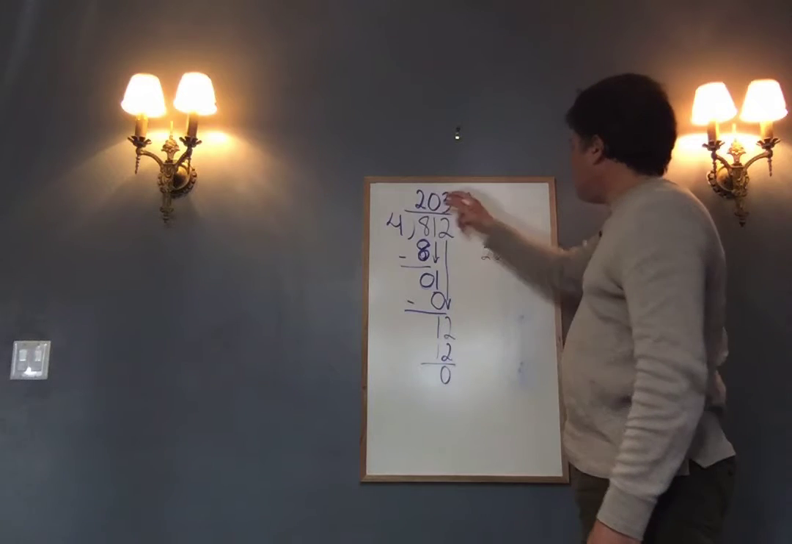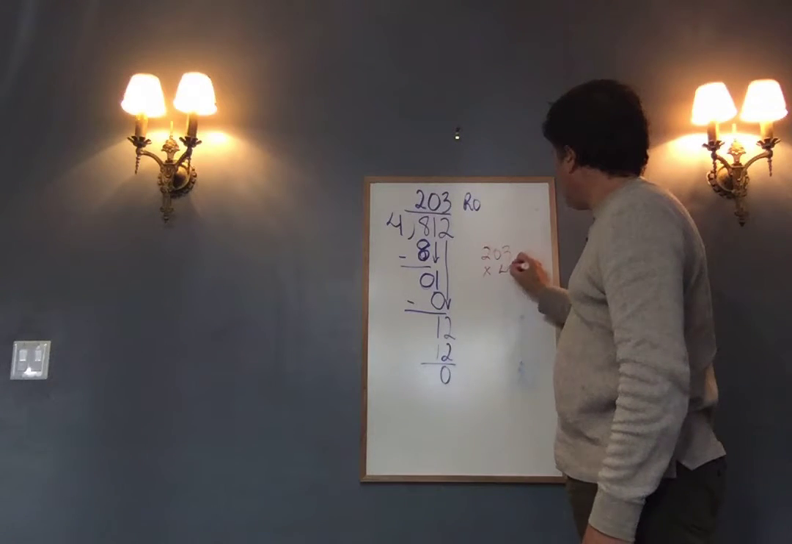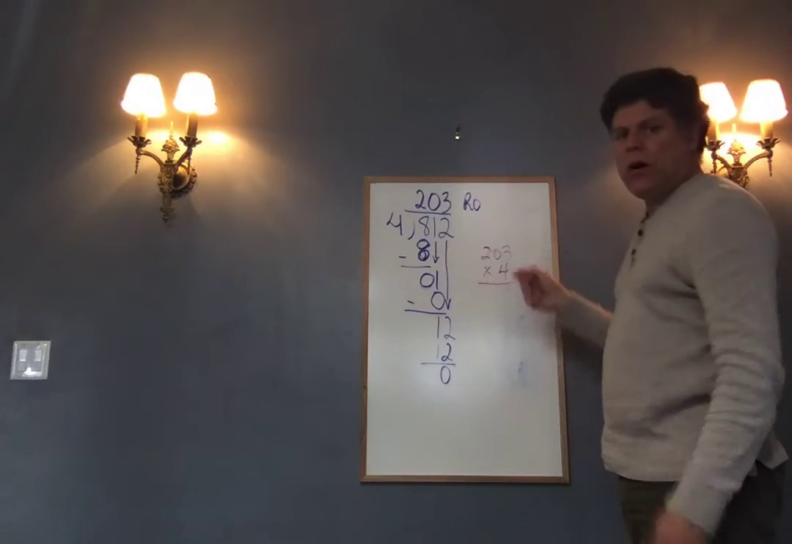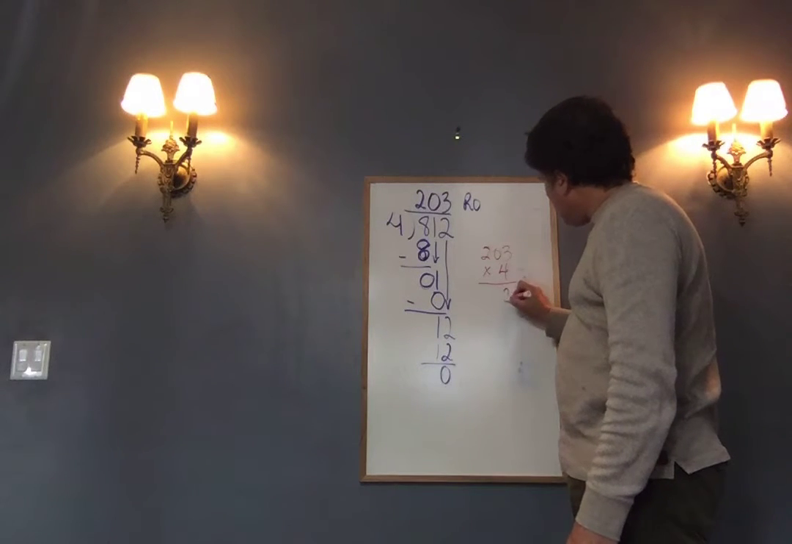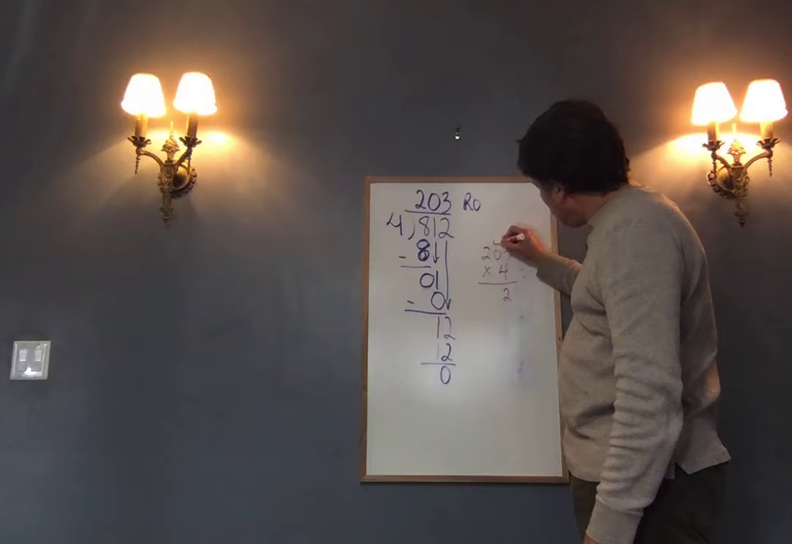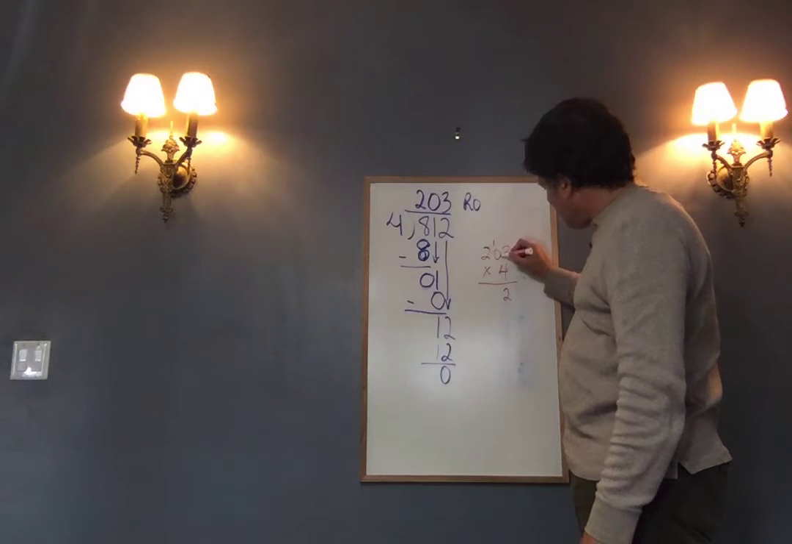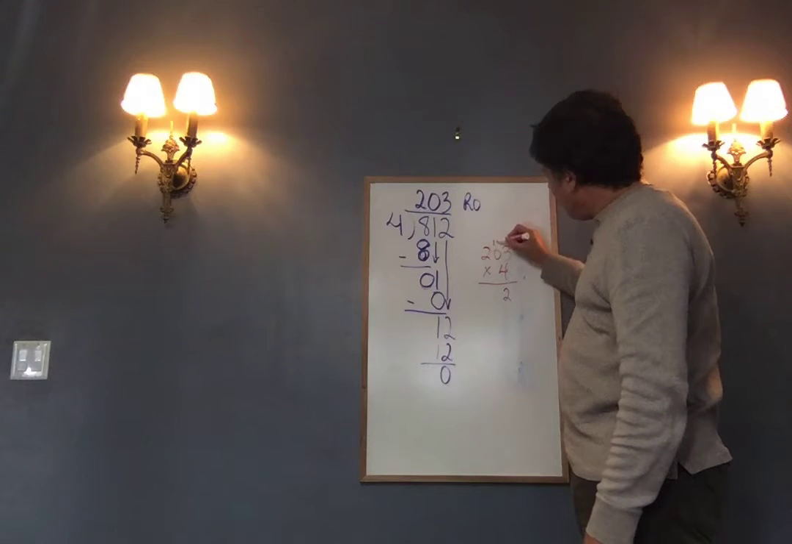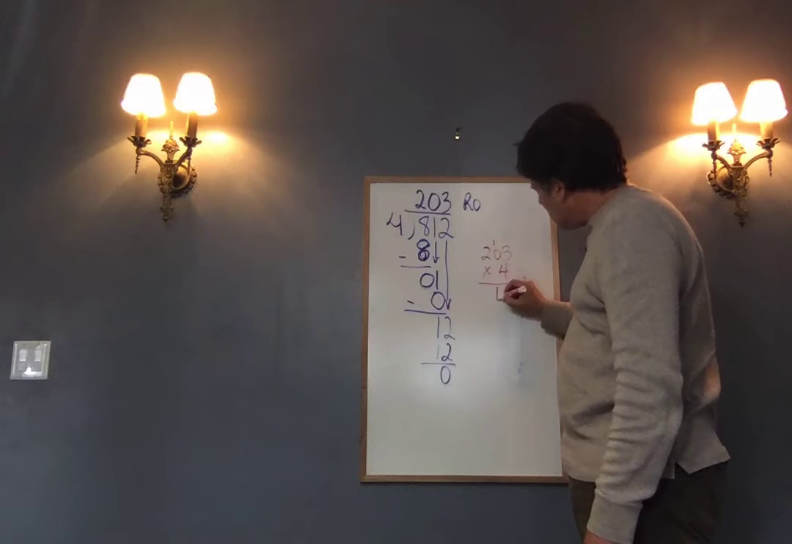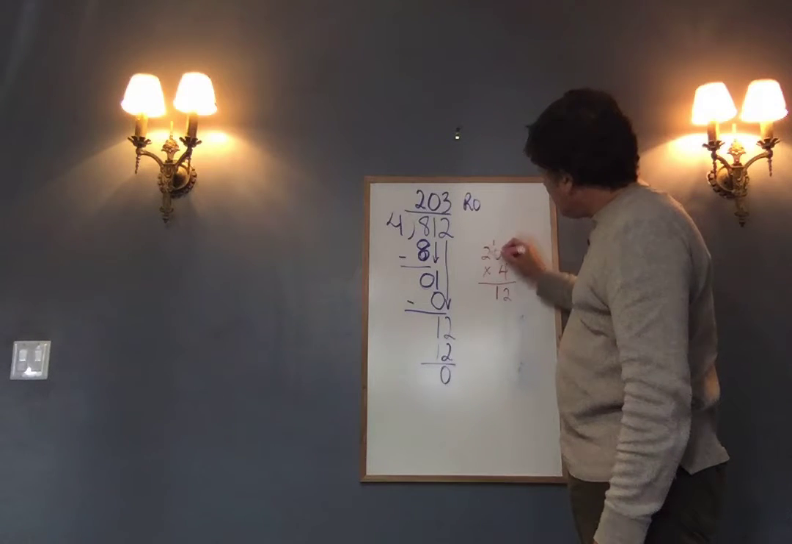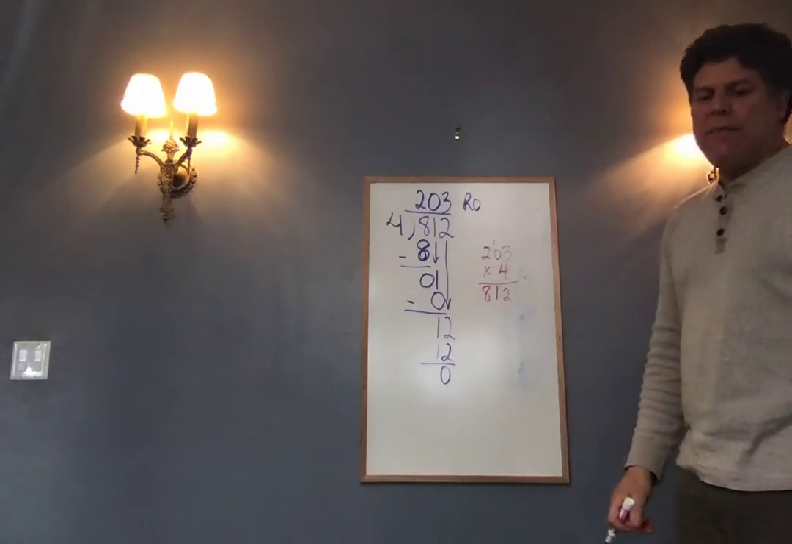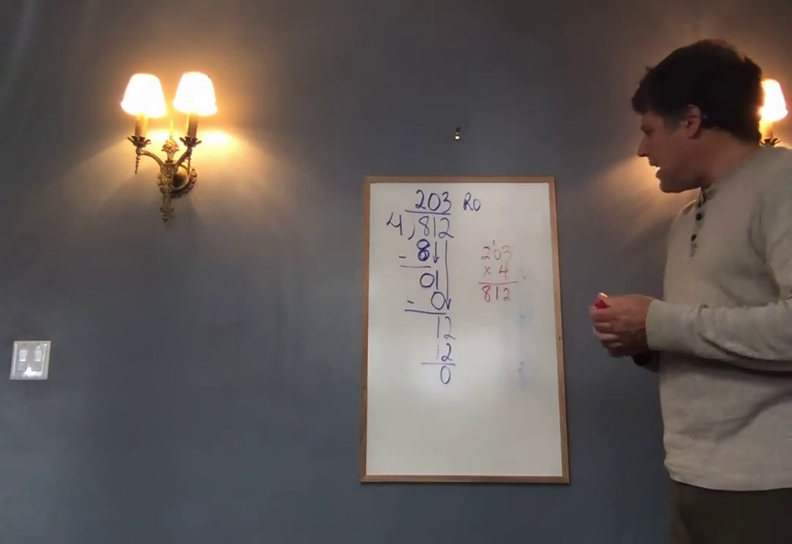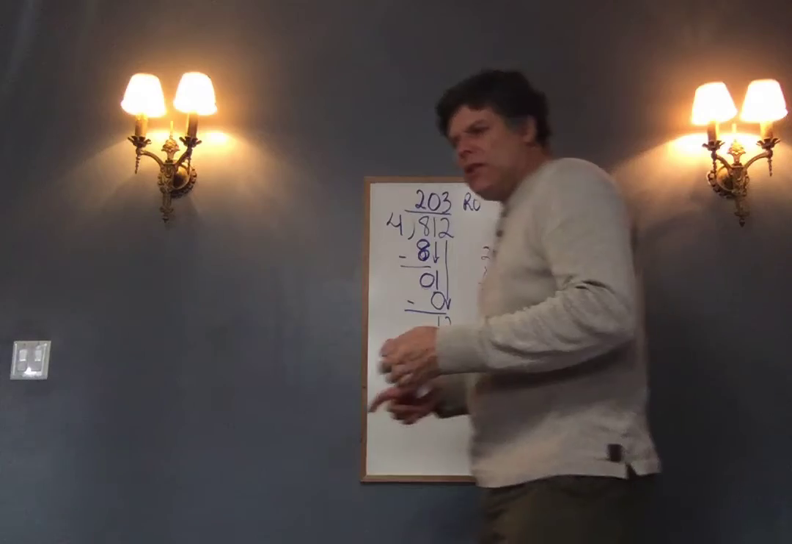203, and I can multiply it by 4, and I should get 812 if I've done it properly. So let's take a look. 4 times 3 is 12. I have to carry my 1. 4 times 0 is nothing, plus 1 is 1. 4 times 2 is 8, 812. So I know I did it right. All right. So that's just an example of long division.